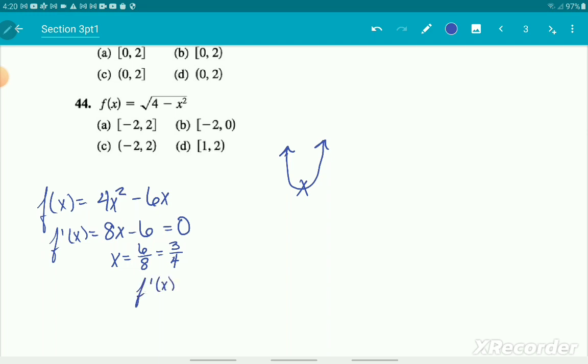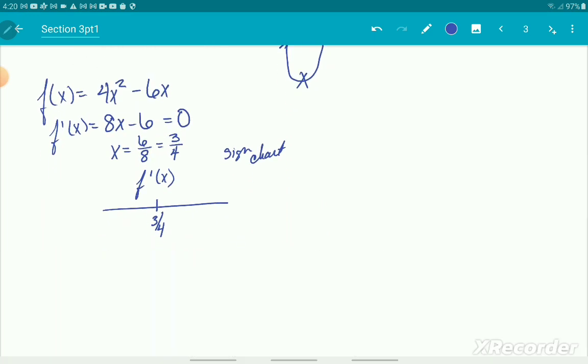Now, what we have to do is put this on a sign chart. And then we're going to test. So this is our sign chart. We want to know about the slopes on the left and on the right of 3/4. So I'm going to substitute in something on this side of the graph. I can substitute in 0. 0 is to the left of 3/4. And it goes into that first derivative. So I have 8 times 0 minus 6, which is going to give me negative 6. I don't really care what the value is. All I care about is that it's positive or negative. In this case, it's negative.